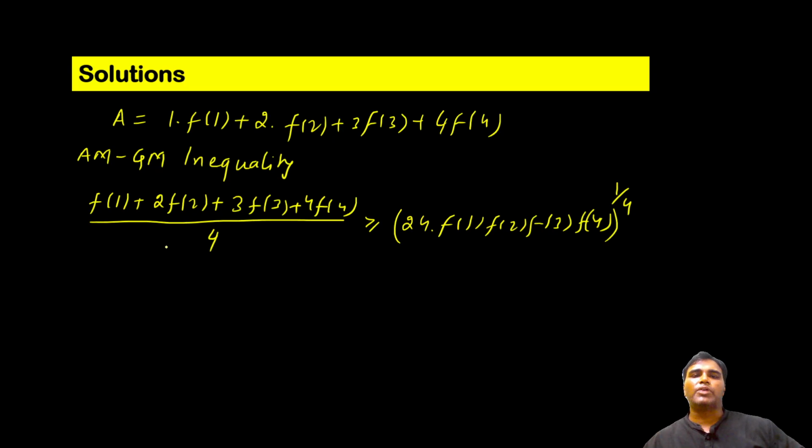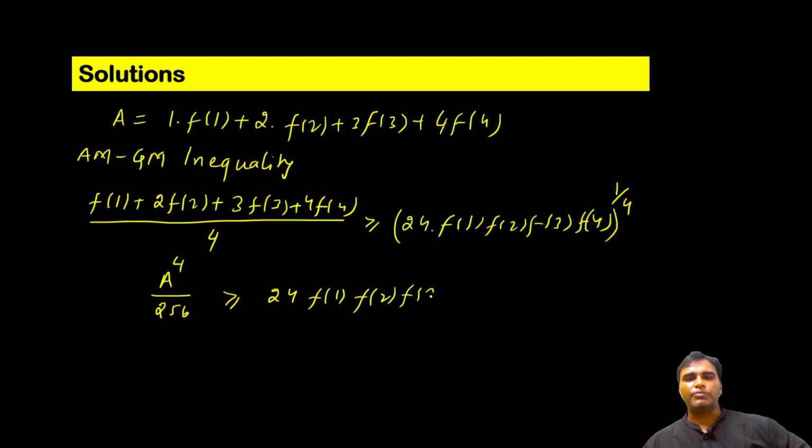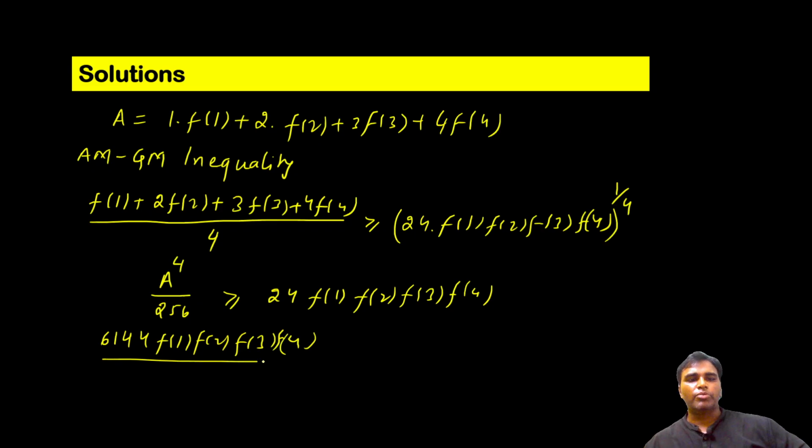Now to remove this 1 by 4, let's raise to the power 4 on both sides. So A power 4, 4 power 4 is 256, greater than or equal to 24 F1, F2, F3, F4. Now if you can see here, A power 4 they have given us as 6144 F1, F2, F3, F4 divided by 256 and 24 F1, F2, F3, F4.